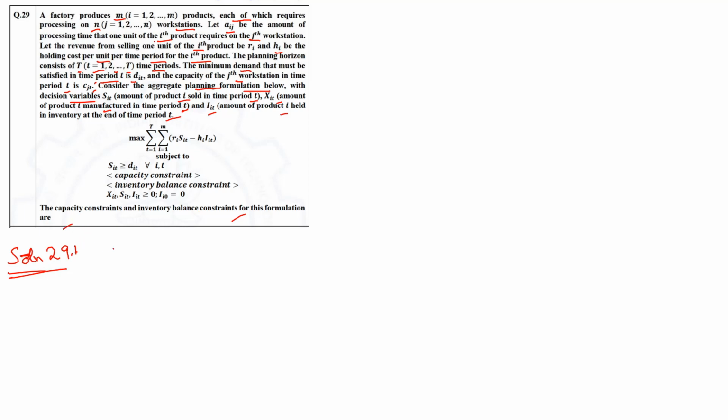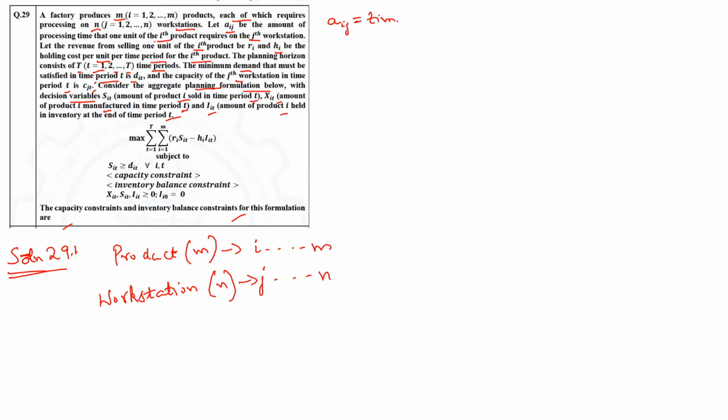So we know that the products are m, workstations are n, and n would be equal to n, right? And aij would be the time, ri would be the selling price, hi be the holding cost, correct?